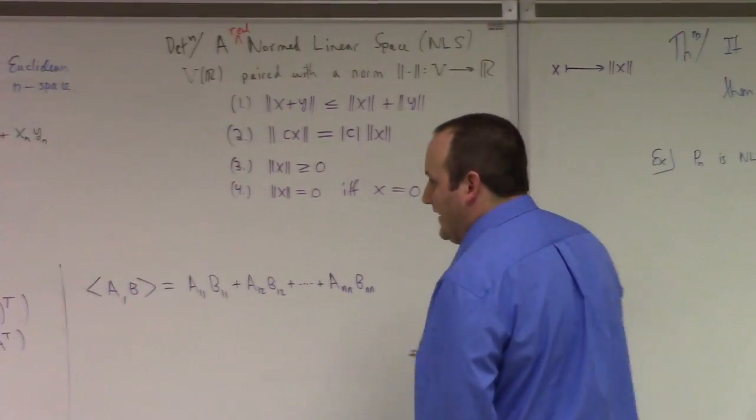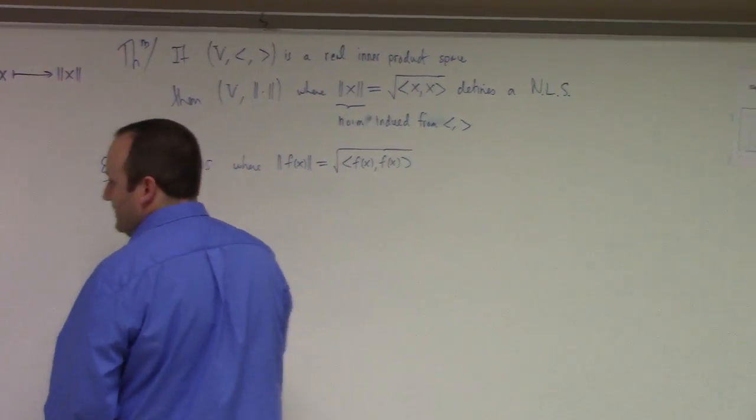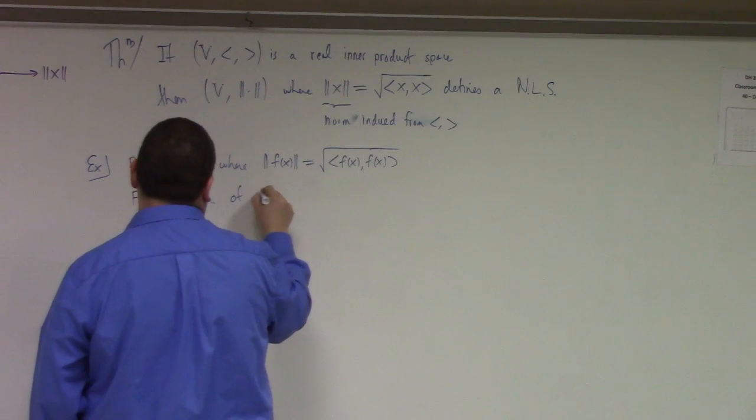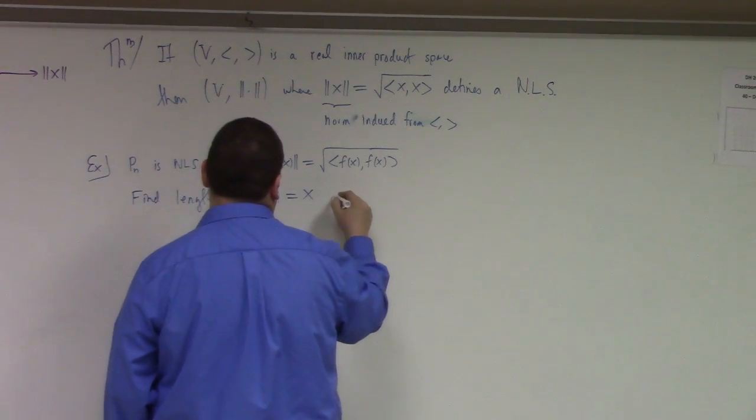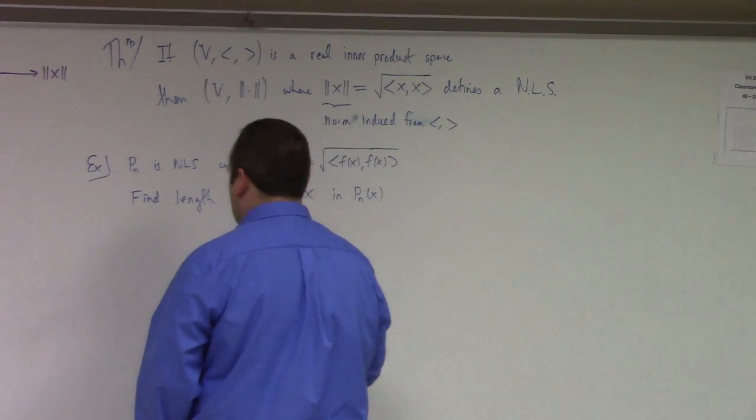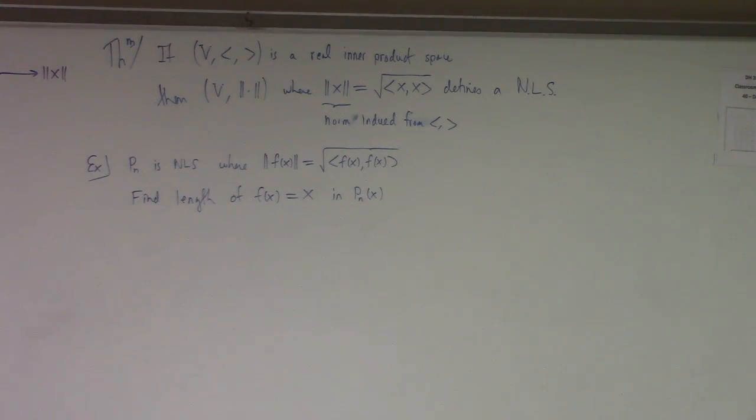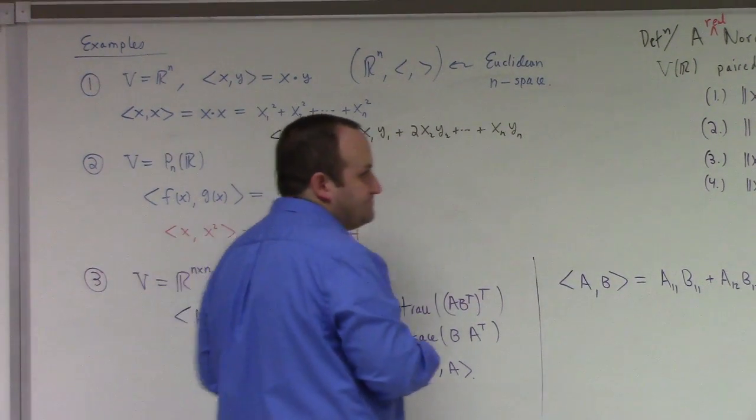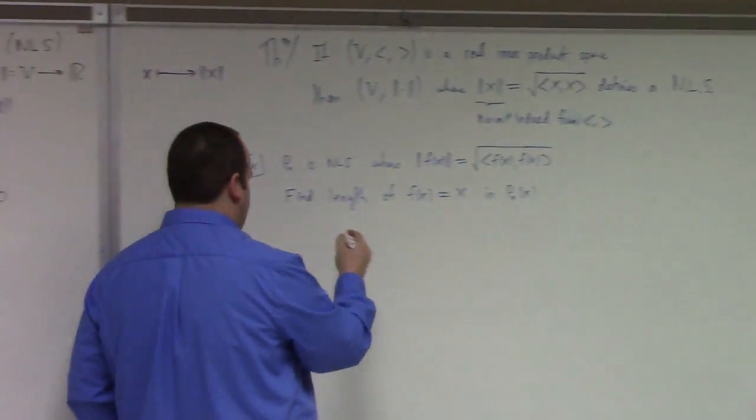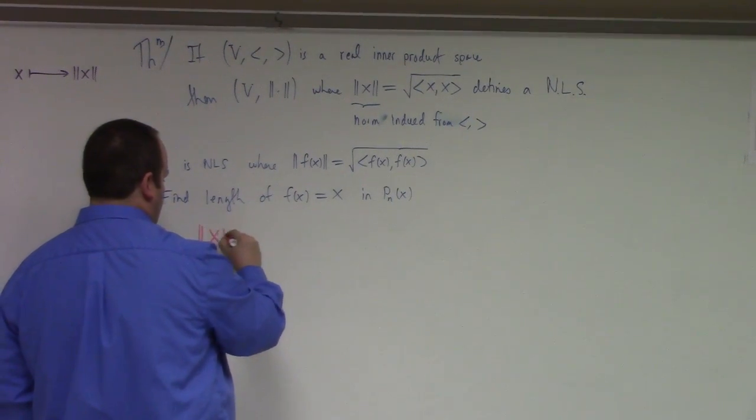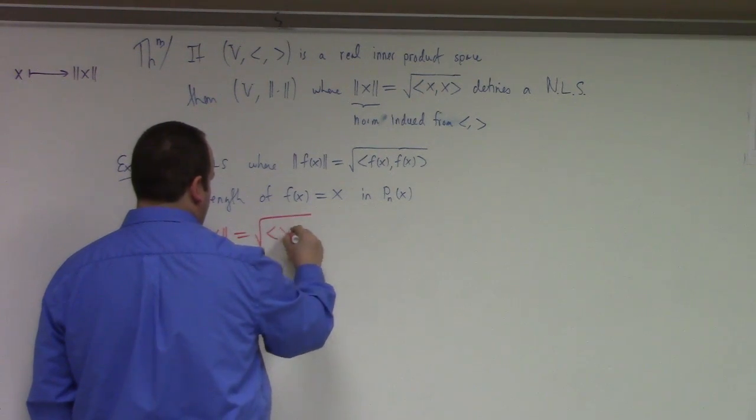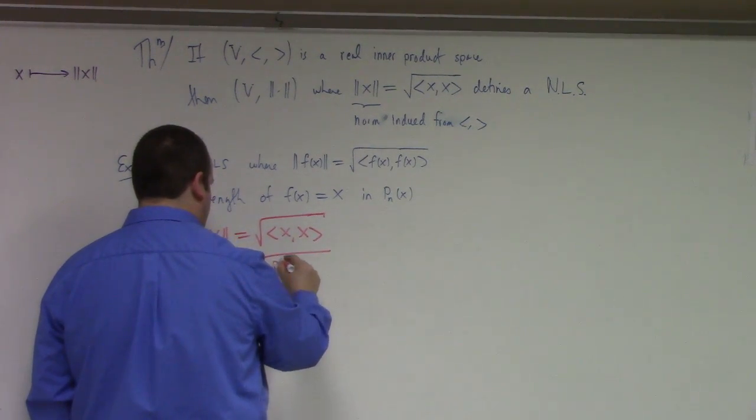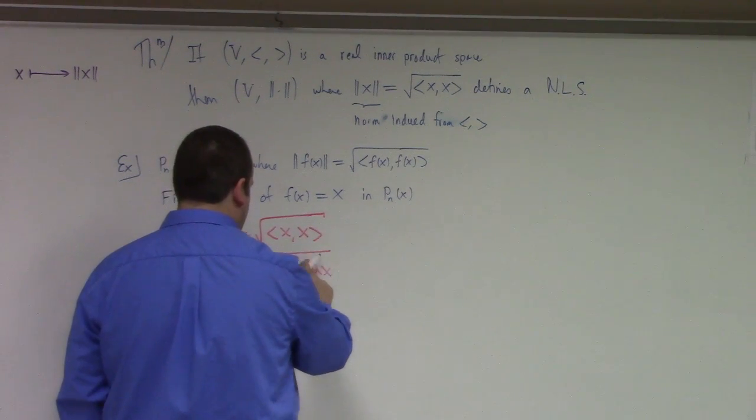If you ask me what's the length, I couldn't do it yet. Let's find the length of f of x equals x in Pn relative to this notion of distance. So what do you do? The length of x is the square root of the inner product of x and x, which is the square root of the integral from 0 to 1 of x squared dx in our current setup.